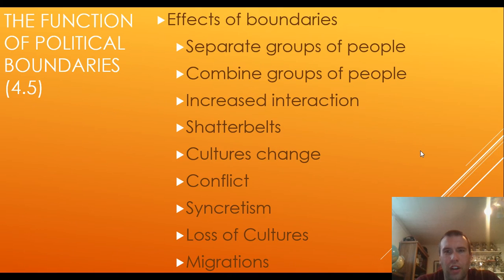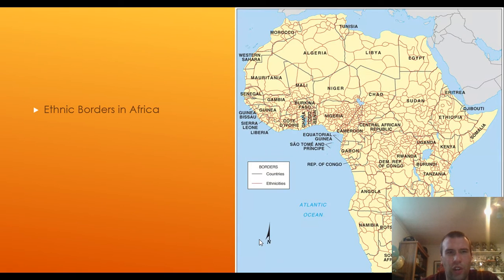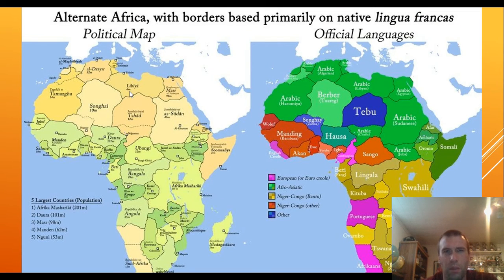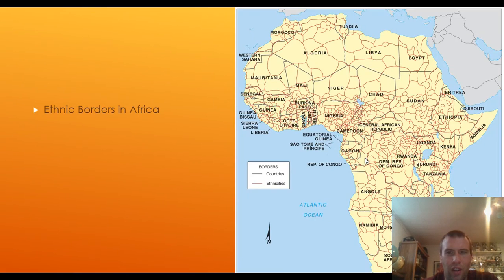And our last slide here is the effects of borders. It does a lot. Borders do a lot of different things. Okay, separate groups of people, combine groups of people, shatter belts, interaction, conflict, syncretism is combining of things. Migration. So if you look here at Africa, this is an ethnic map of Africa, what the border should roughly look like if you were going by ethnicity. Or you could look at it this way, where here's a political map based on the languages of the region of what it would look like. Well, what does that mean when the borders don't? Well, start looking at all this.